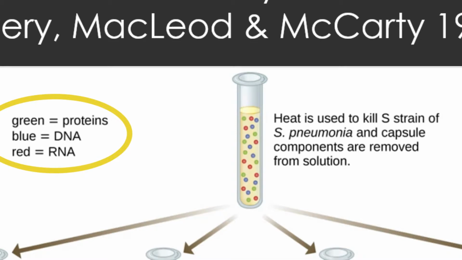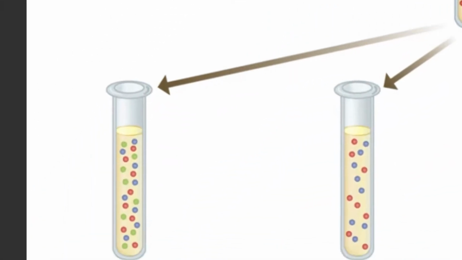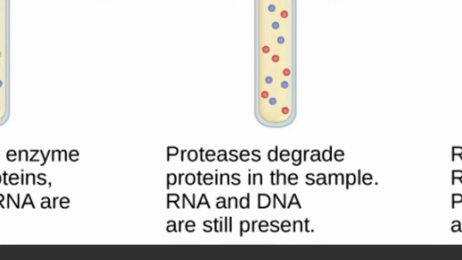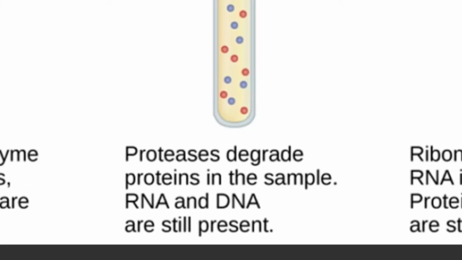So they took Streptococcus pneumoniae, they heat killed them in the same manner that Frederick Griffith did, and then they removed the capsule components from solution. So they take this solution, and as a control, they add the DNA, RNA, and proteins to one tube. They use a protease in the second tube, and the protease, as its name suggests, digests protein. So all of the proteins would be digested, but the RNA and the DNA would still be present.